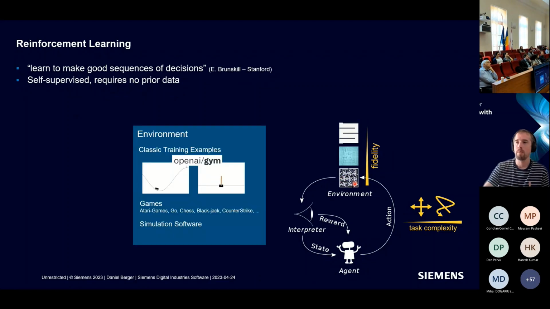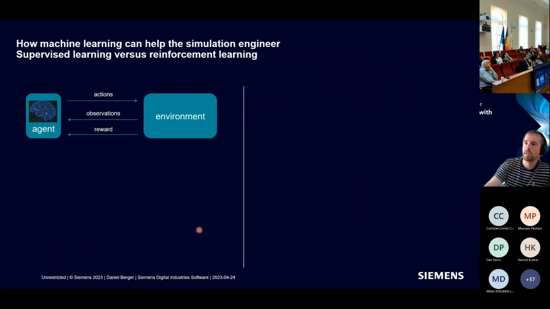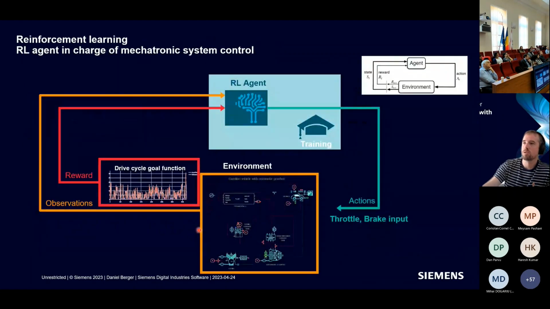environment. It has been applied to, for example, training a model to be very good at playing chess or Go or any kind of computer games, like also Counter-Strike. But you can also link it to simulation software, as Hermann was mentioning. You can link it to a system simulation, and you let an agent explore what is the best strategy to control the system in the environment which is defined by the simulation model.